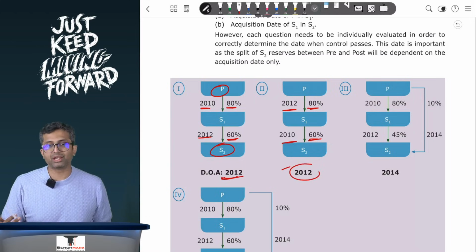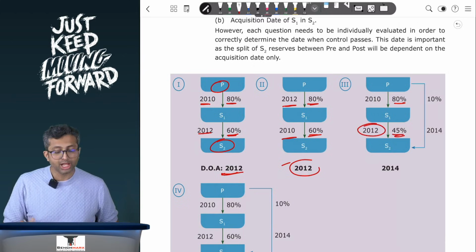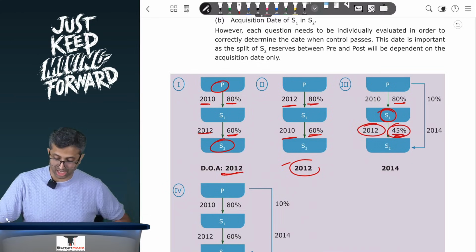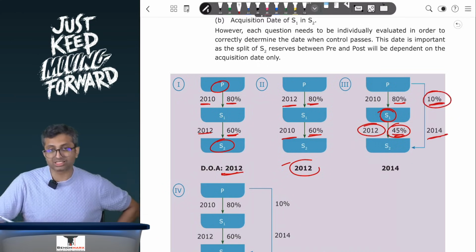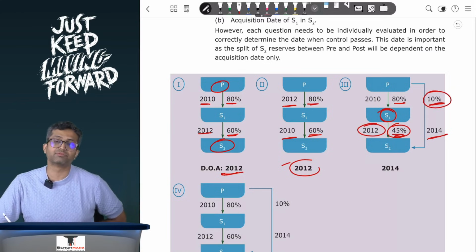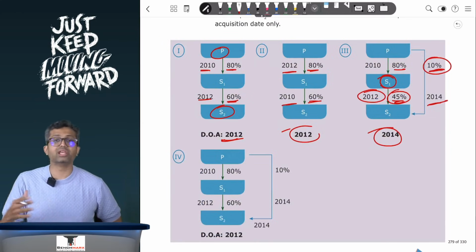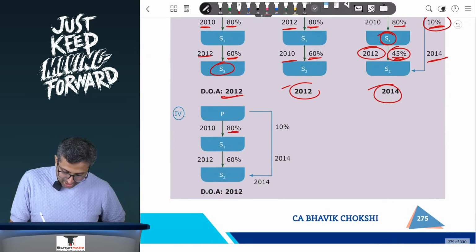Now, a student might end up thinking that that means the later of the two. Well, that is not necessary. Like even over here, this is 80, this is 45. Now, with 45 in 2012, I don't have control. I can order S1 to vote in a manner I want for a 45% stake. However, I get 10% in 2014, which means this is when I effectively get 45 and 10, that is 55%, and hence the date of acquisition is 2014. In all the three above, we have said later of the dates, but that is not always the case. Like when you look at the fourth case, you will have 80, 60, and then another 10 in 2014.